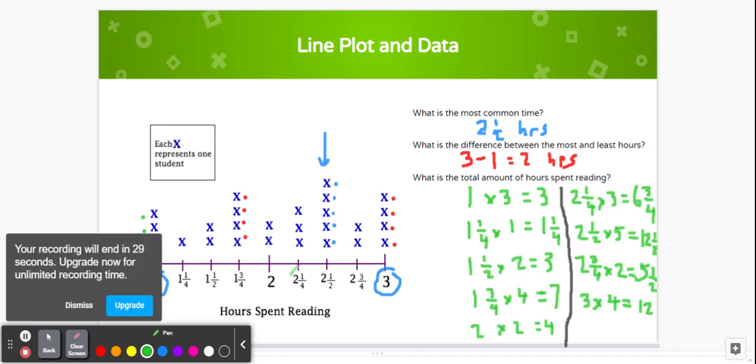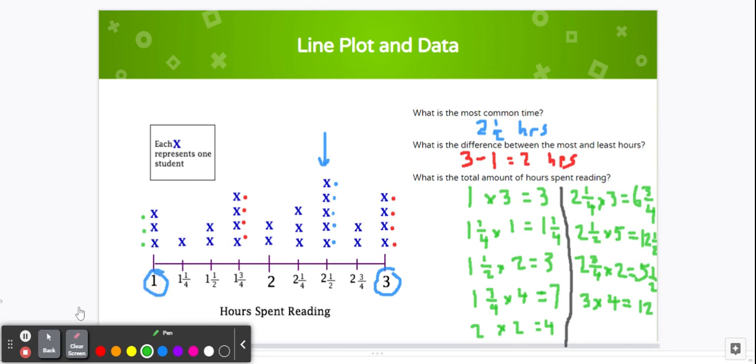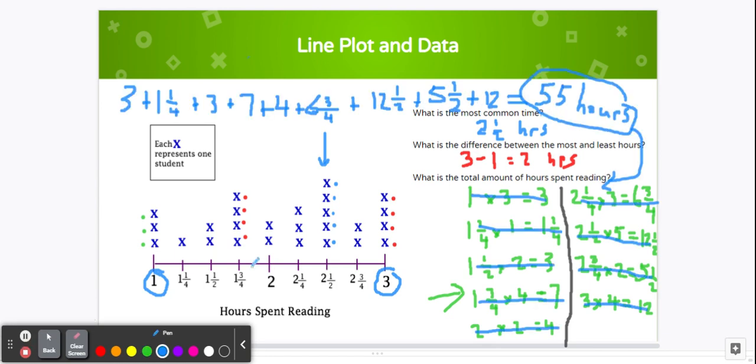All right, so I went through and multiplied all those by how many times they were reported. So in other words, for 1 3/4, I knew there was 4 students that did that, so I did 1 3/4 times 4, and I got 7. So now we got to line all these up and add them together. All right, so after I added them all up, I ended up with 55 hours was the total hours spent reading by this class. And one thing to remember when you're doing that, it's best sometimes to cross them out.